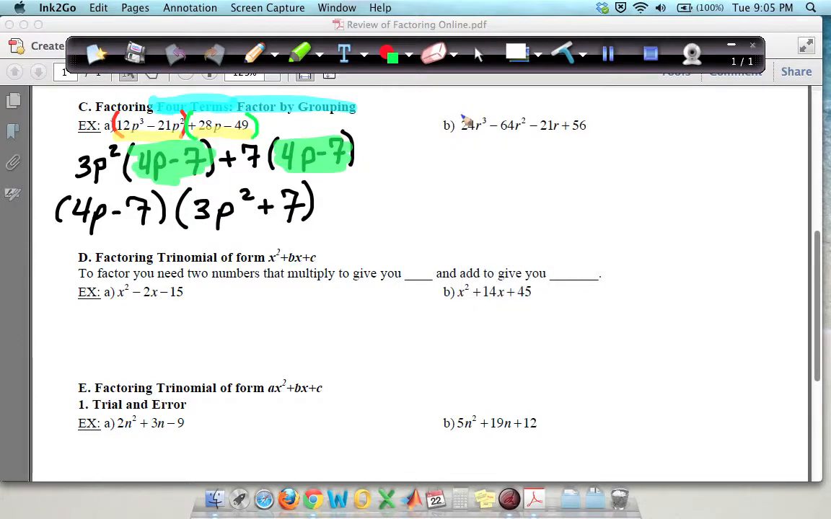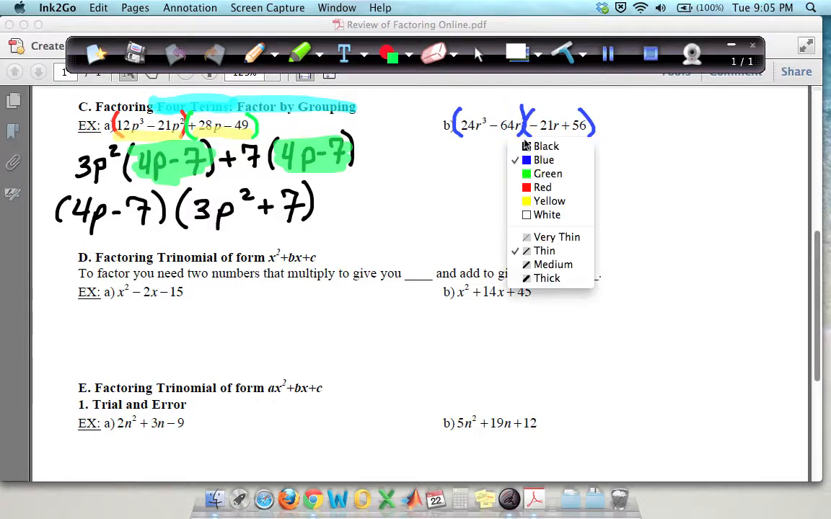Okay, so let's practice with this next one. Again, I'm going to do the same thing. I'm going to group the first 2 together. I'm going to group the last 2 together. So don't forget there's a squared there.